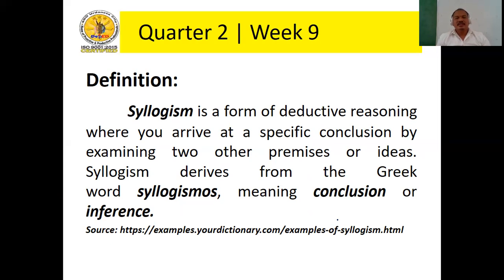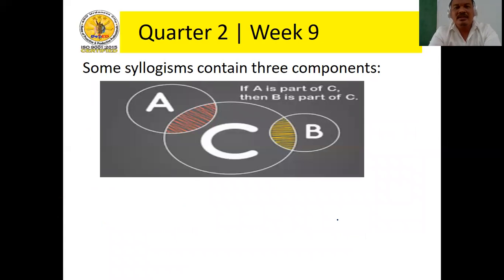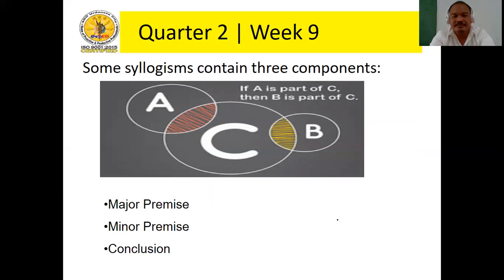Syllogisms. Syllogism is a form of deductive reasoning where you arrive at a specific conclusion by examining two other premises or ideas. So syllogism derives from the Greek word syllogismos, meaning conclusion or inference. Some syllogisms contain three components. Okay? Major premise, minor premise, and a conclusion.